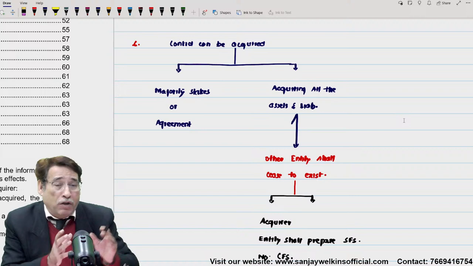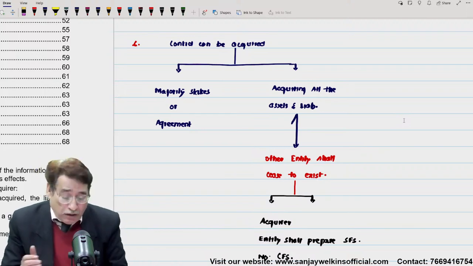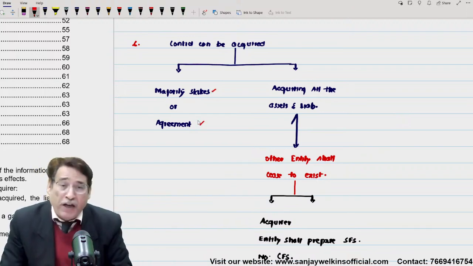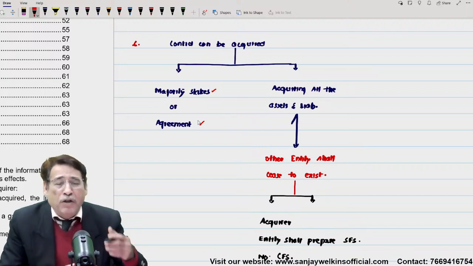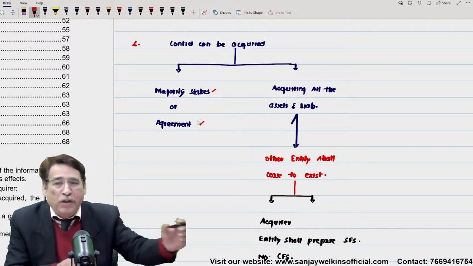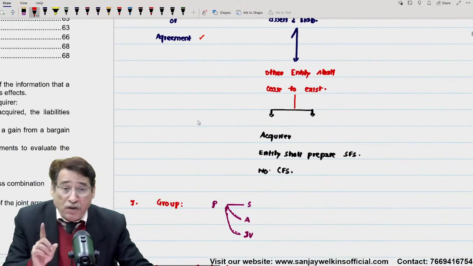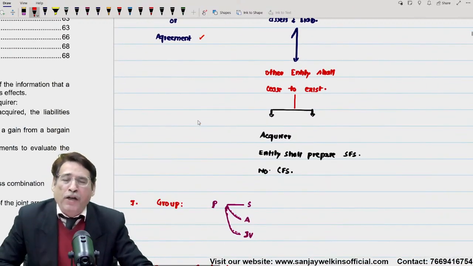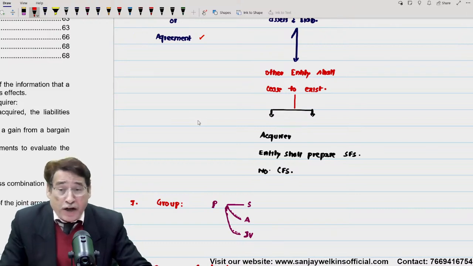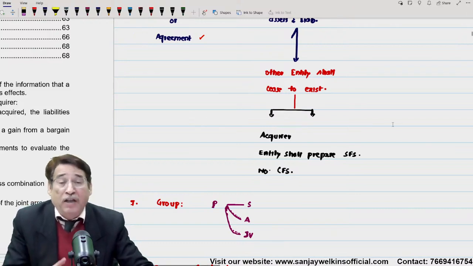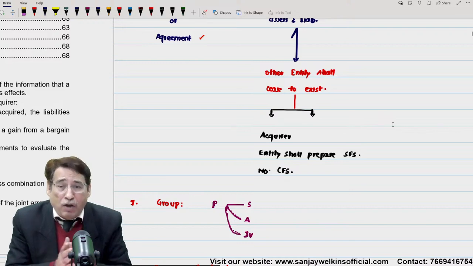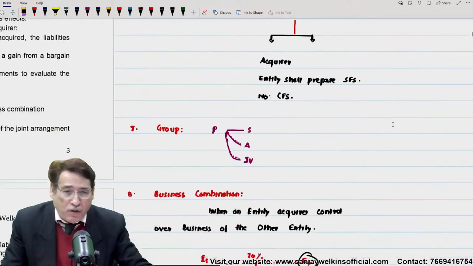We can get control over the other enterprise either through majority stakes or by way of agreement. But sometimes we get the control over the other enterprise by simply taking over all their assets and liabilities. In such a situation, no question of preparing any consolidated financial statement would arise, simply because the other entity now has lost its existence. Is it clear to you or not?